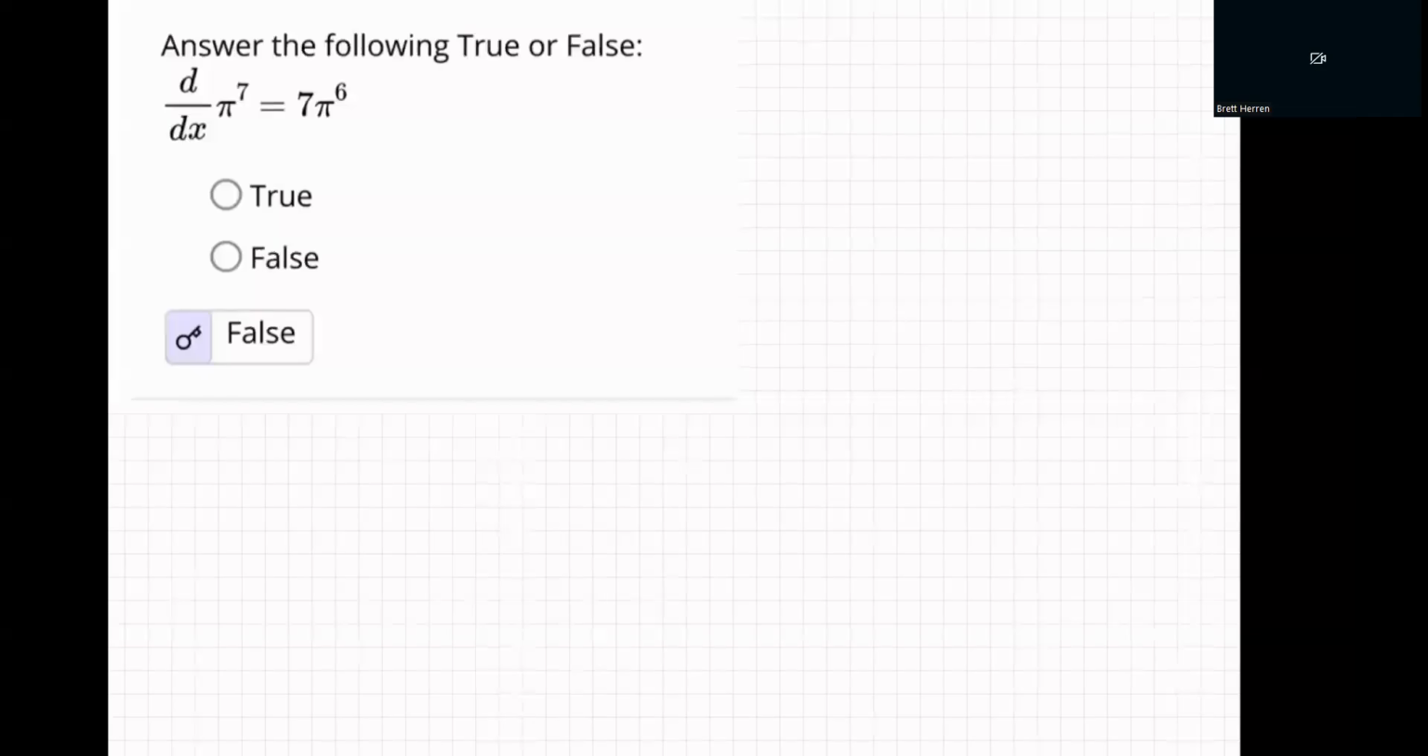Okay, so in this example, they're asking us to take the derivative. d dx means derivative of this function. Now, let me show you the derivative rules.